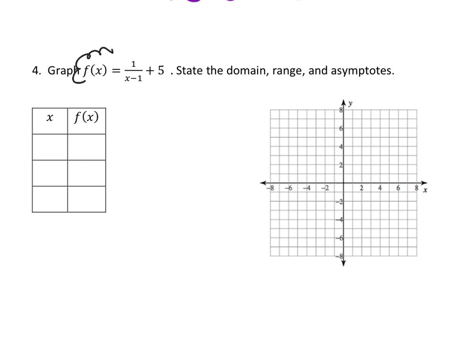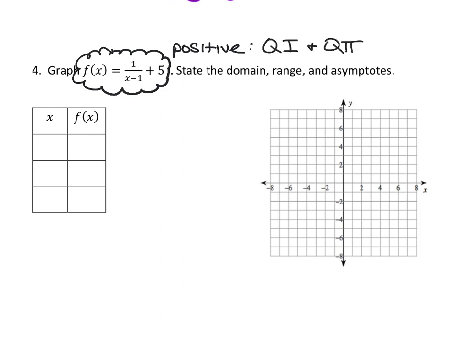Is this a negative graph or a positive graph? Positive. I don't see a negative in the very front, so I know it is positive, which means which two fake quadrants is it going to be in? 1 and 3. Again, these are the fake ones created by my horizontal asymptote since we've translated the graph around.